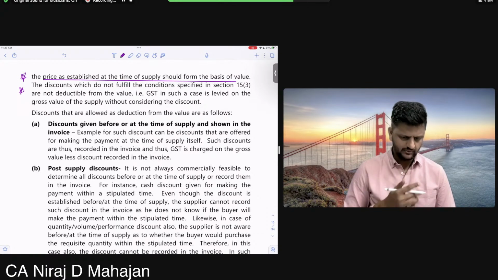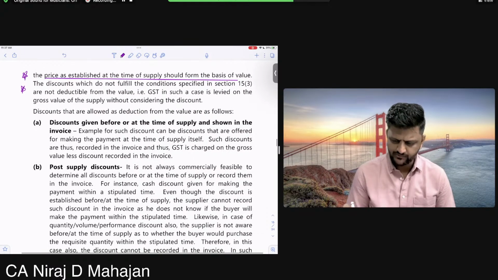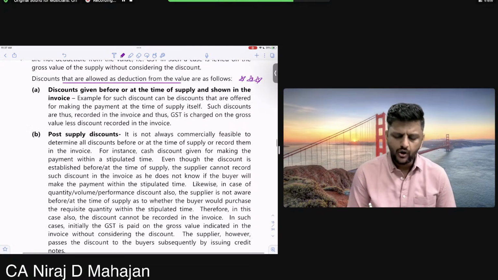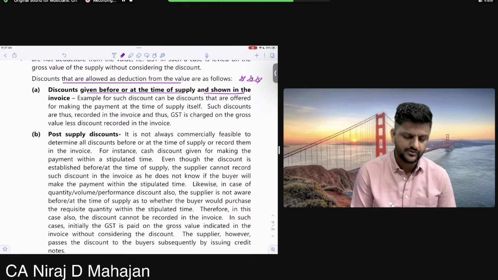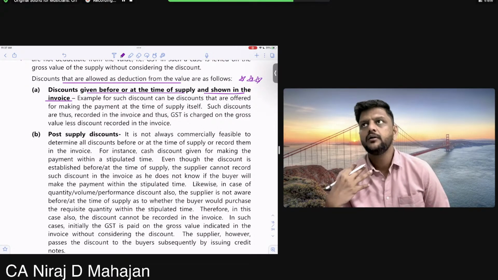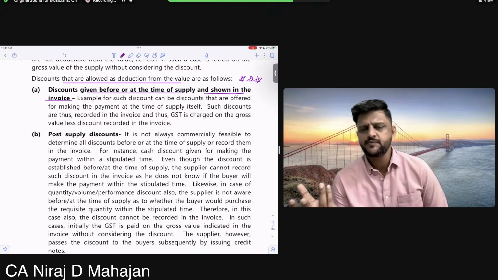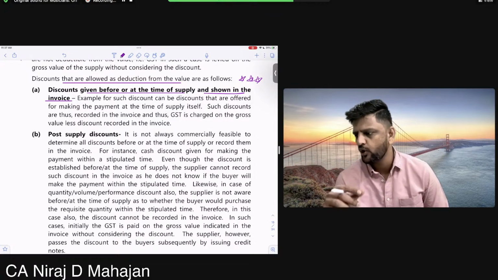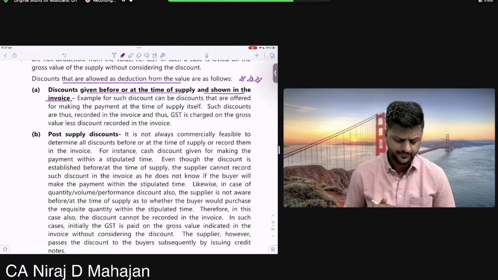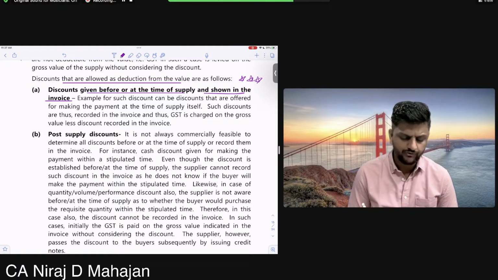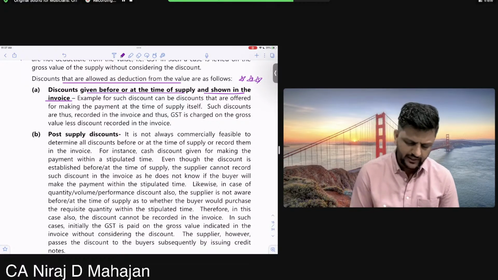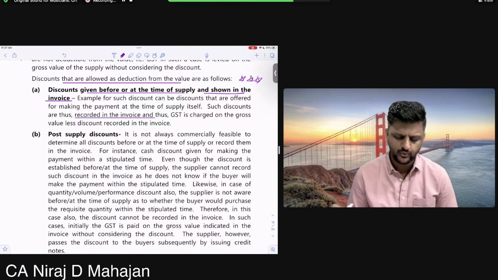Discounts which are allowed as deduction from the value are as follows. Discounts given before or at the time of supply and shown in the invoice. Any arrangement, understanding or contract after supply is not allowed. So first and foremost, the discount must be before the time of supply and shown on the invoice. Examples can be discounts that are offered for making the payment at the time of supply itself, cash discount. Such discounts are recorded in the invoice, and GST is charged on the gross value less discount. So allowed. Understood?